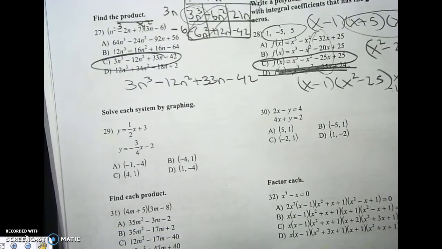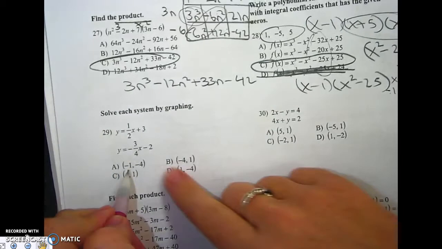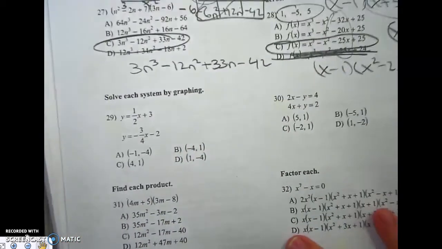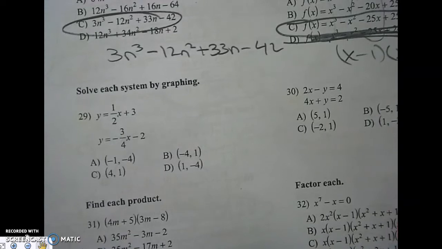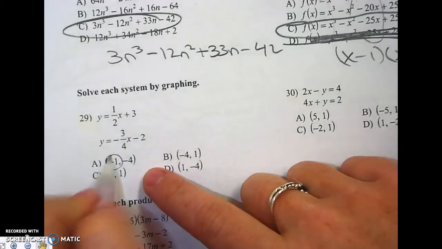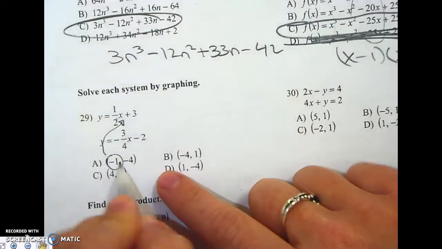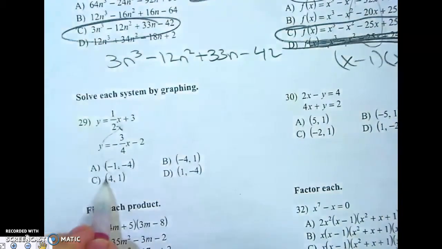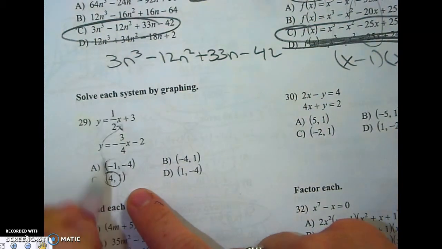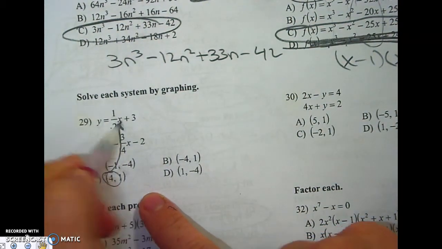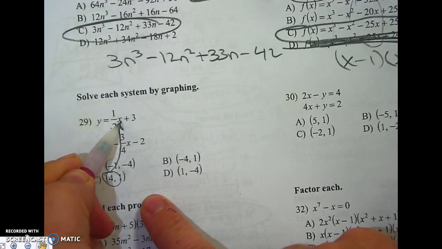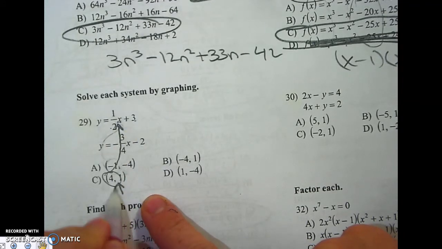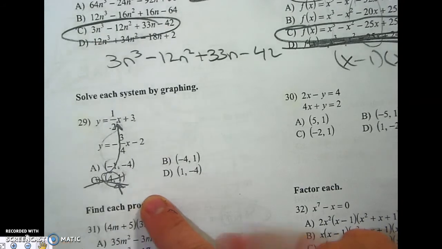Now if you look at number 29, it says solve by graphing, but there isn't a way to graph. So what I'm going to do is I'm actually going to plug values in. Now I could graph it, but that just seems annoying, and I don't even have a graph. So if I plug in negative 1, half of negative 1 gives me a fraction, so I'm really hoping that's the one that isn't it, and I'm going to pick letter C to start with. So if I do half of 4, that's 2, and then 2 plus 3 is 5, but the problem is the y value is 1, so C is out.